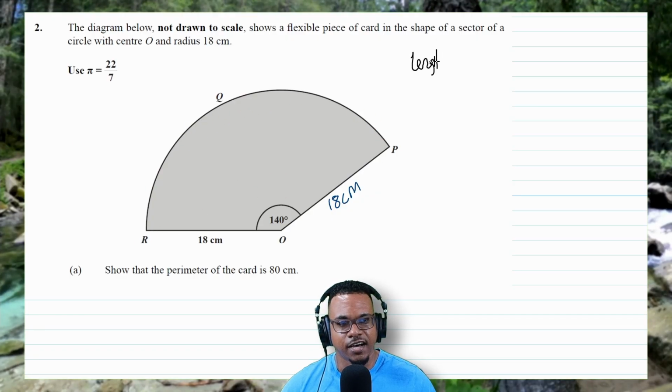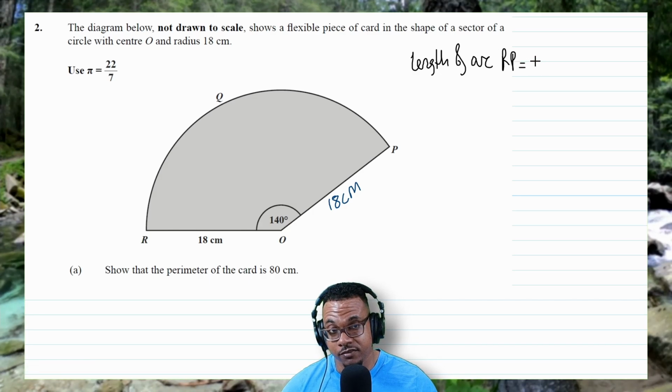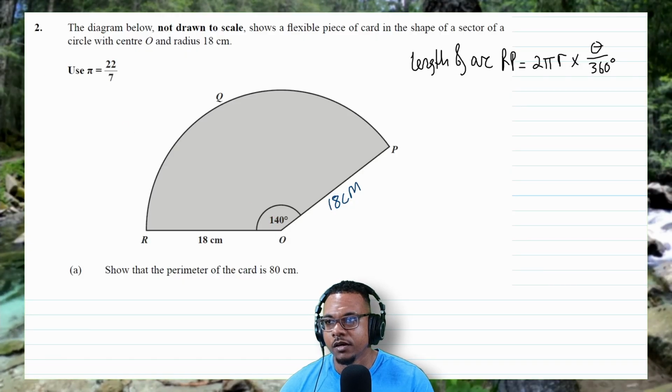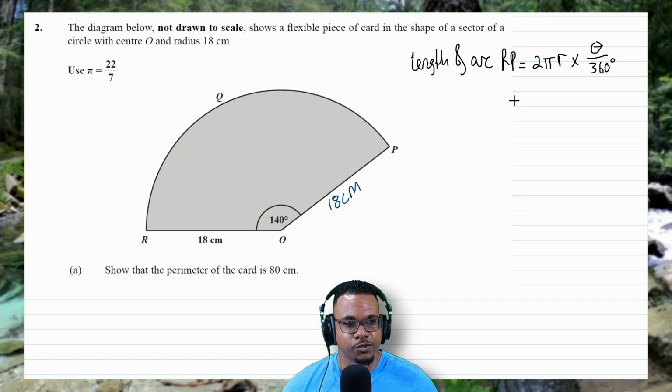So I'll say length of arc RP is equal to the circumference of a circle, which is 2 pi r, times the angle theta over 360. That angle theta is this 140 degrees here. I'm using pi as 22/7. So this is equal to 2/1 times pi, using pi as 22/7, times the radius, which is 18, so I put that over 1, times theta, which is 140 over 360.